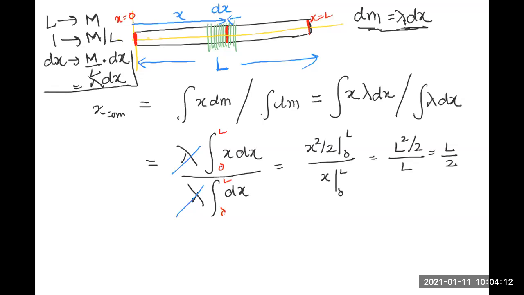So once we have said that dm is equal to lambda dx, I just place everything inside that formula, right? And I end up with an integration, integral x dx divided by integral dx. But I cannot carry out this integration without finding the limits first. I must find the limits.